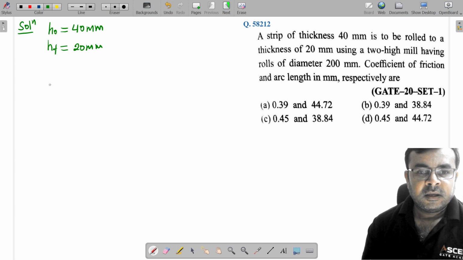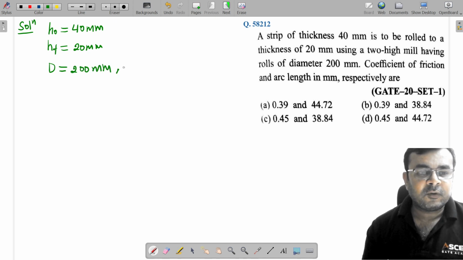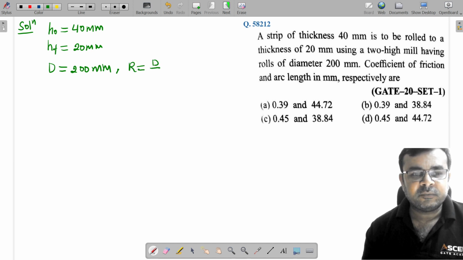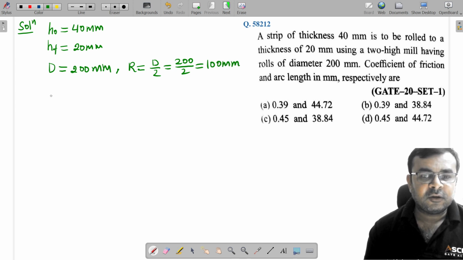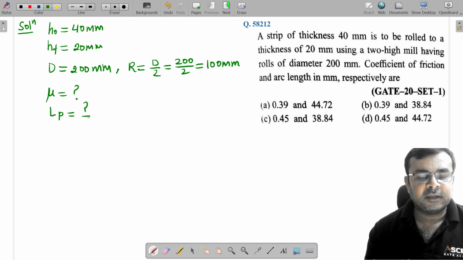Is it clear? And you can see here the roll's diameter, which is equal to 200 mm. But in our formula we need the radius. So can I say this is half of the diameter, that is 200 by 2, which is equal to 100 mm. Is it clear? So we need to find out the coefficient of friction, and we also need to write the projected length of contact. Yes or no? Is it clear?